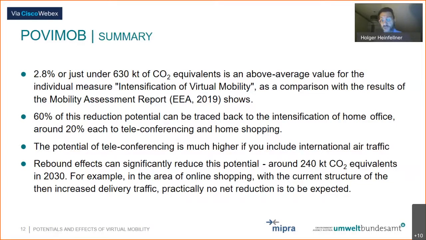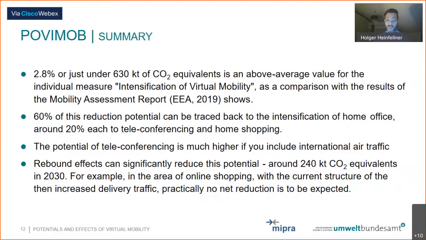We have been faced with the argument a couple of times that this sounds like a very small number, but we made various reports already calculating the potential of singular measures. And if you compare all the singular measures, 2.8% as an individual measure is actually in the upper third of all the measures. The intensification of virtual mobility is more than it might sound at first view. Of this 2.8%, 60% is home office, which I was just explaining very briefly, and 20% each is teleconferencing and home shopping.